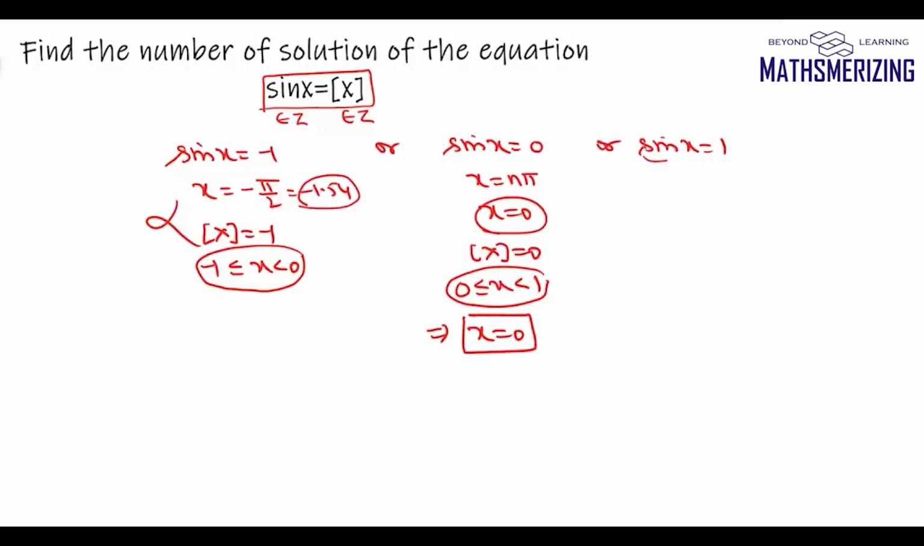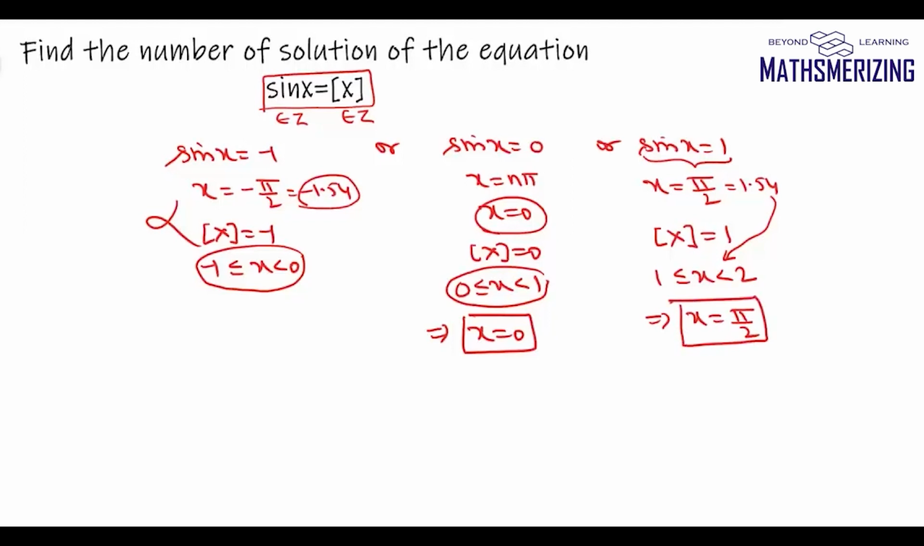Now the third case is when the value of sin x is 1. When sin x is 1, then x is pi by 2, which is 1.57. And here, the greatest integer function of x should be 1. So the value of x should lie between 1 and 2. Now 1.57 does lie in this interval. So another solution to this equation is when x is pi by 2. So there are two solutions to this equation. So the number of solutions of this equation is simply 2.